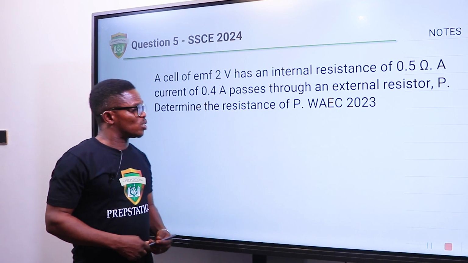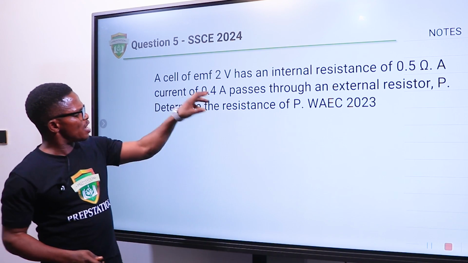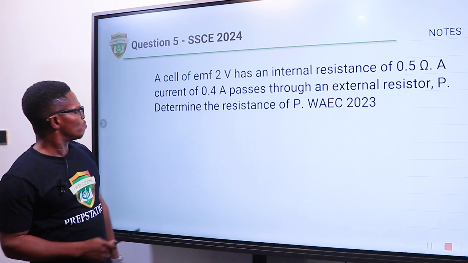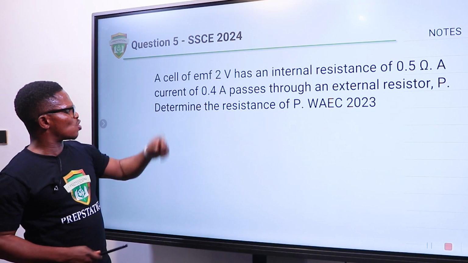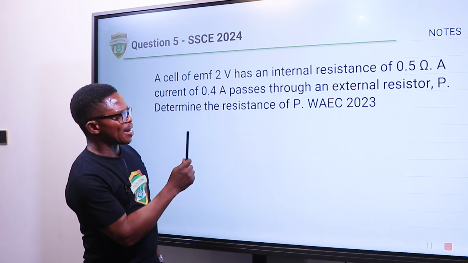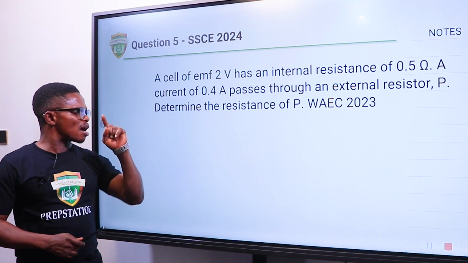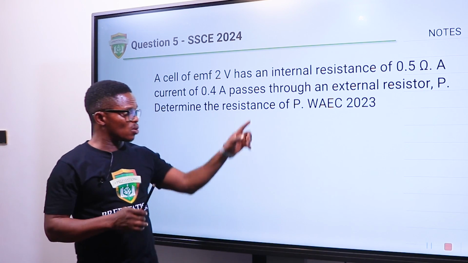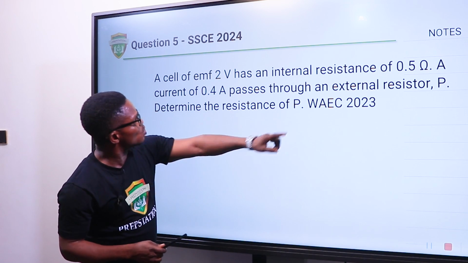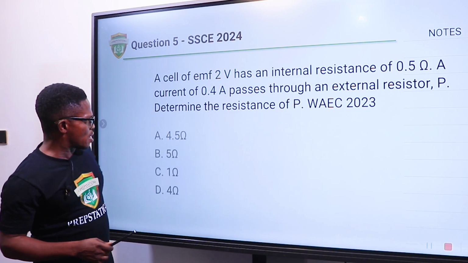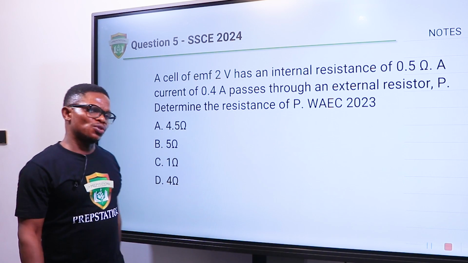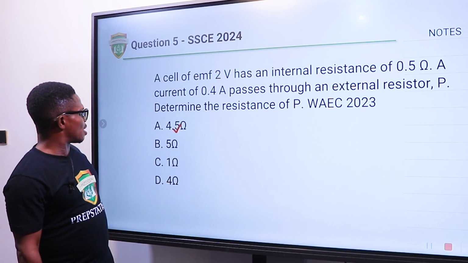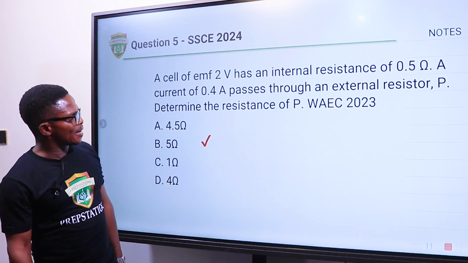This again is 2024. A cell of EMF 2 volt has an internal resistance of 0.5 ohms. A current of 0.4 ampere passes through an external resistor P. Determine the resistance of P. Yes, we have discussed resistance in full detail, including resistivity. These are the options. So how do you know the correct answer to pick? I'm going to show you, not to worry. The answer here is 5 ohms.